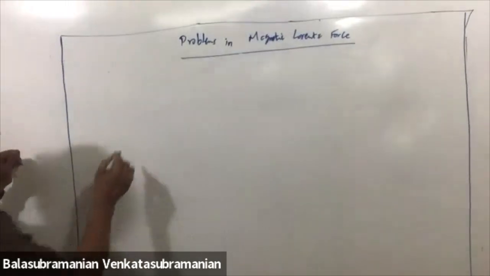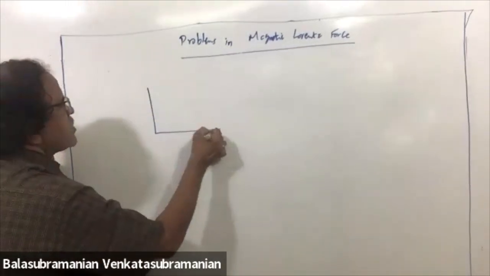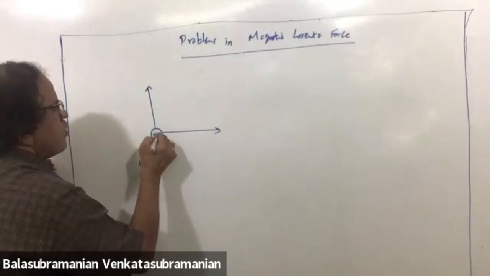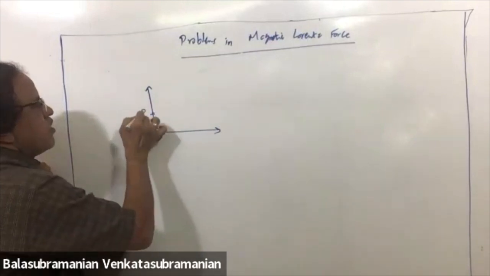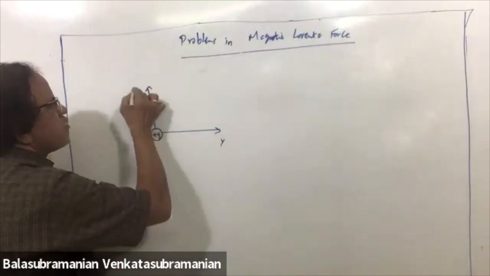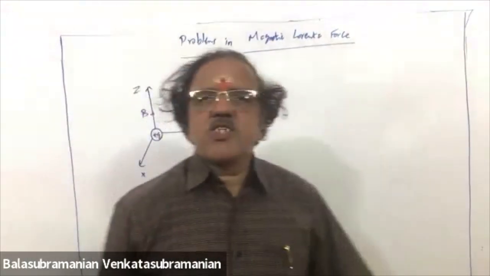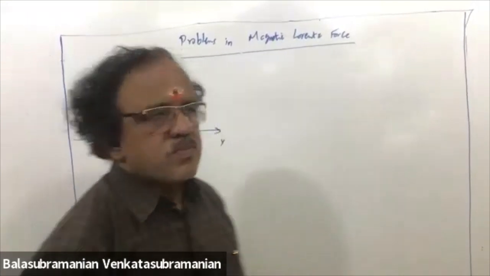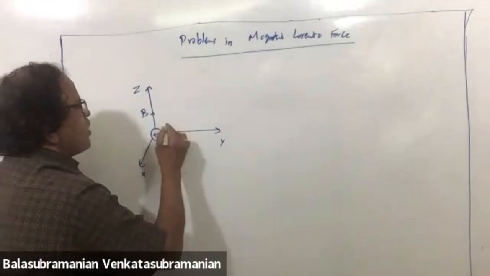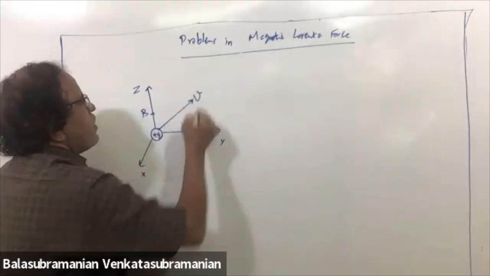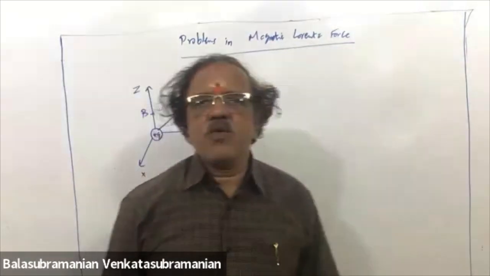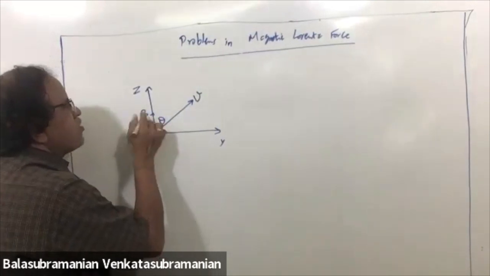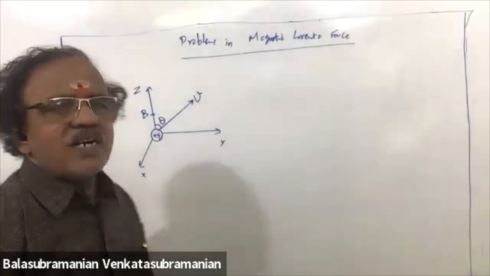Say for example, here we have a charge plus q, with axes x, y, z. Along the direction of the z axis, the magnetic field is passing through. In the YZ plane, the charged particle is moving, making an angle theta with respect to the Z axis, that is the magnetic field axis.